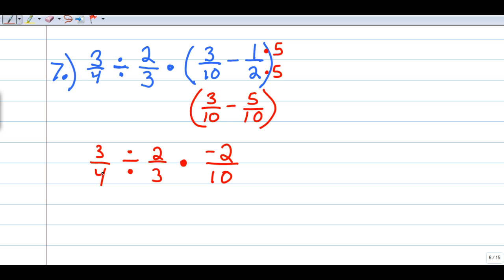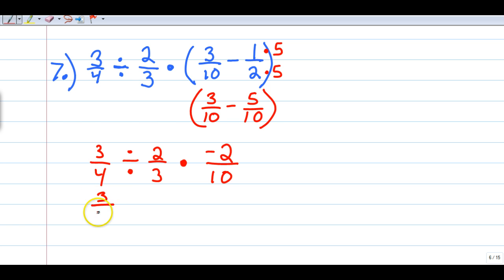Now we're ready to move on to step 2, exponents and roots. We don't contain any exponents or roots in this problem, so we'll skip that one and move on to step 3, multiplication division. We see a division between two fractions. When we have a division between two fractions, we're going to do a rewrite as a multiplication.